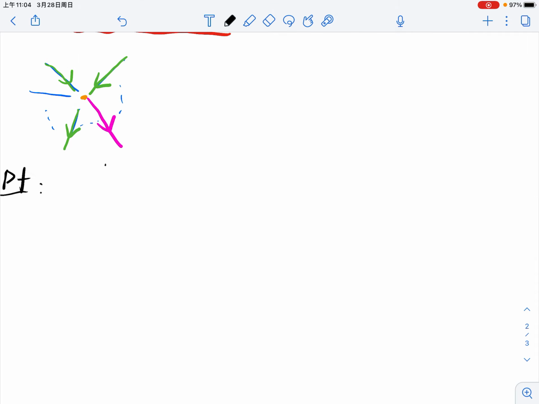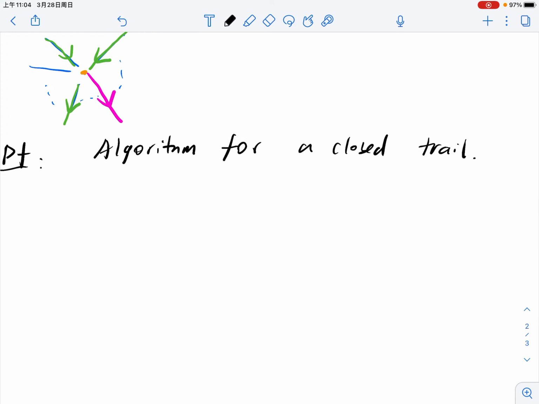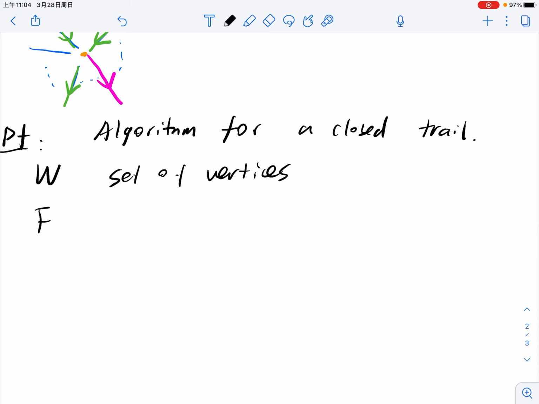To prove it, we introduce the following algorithm. Actually, it's not necessary to use an algorithm. You can do it by induction, but probably it's easier to formulate this way. So let W be a set of vertices. This is the place where we store the vertices in the trail. And F a set of edges. This is the place where we store the edges of the trail.